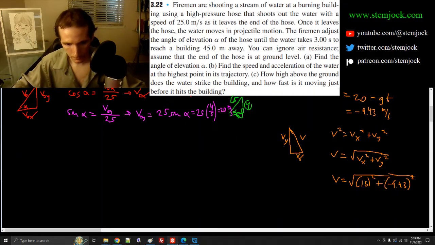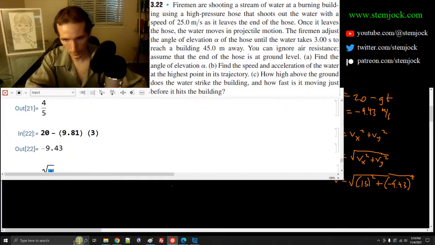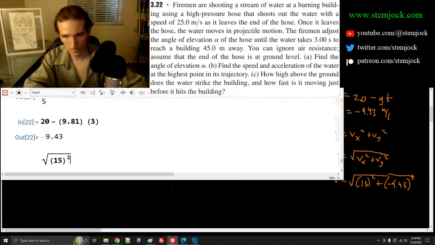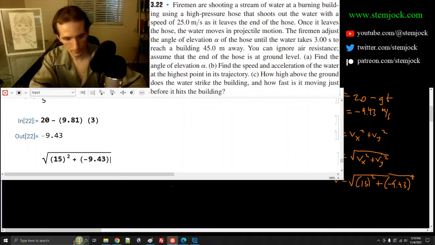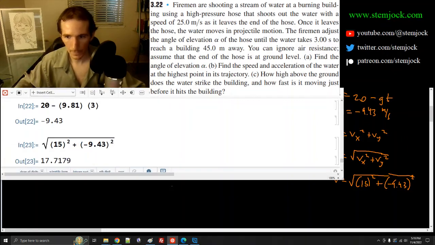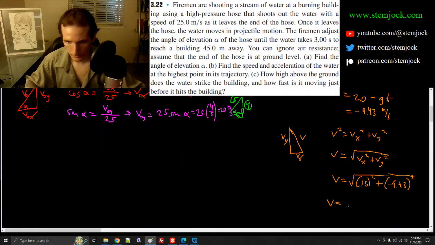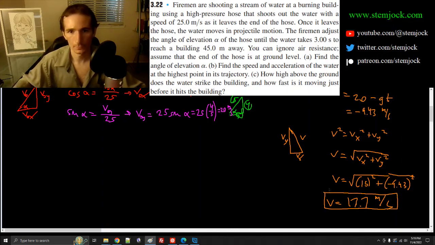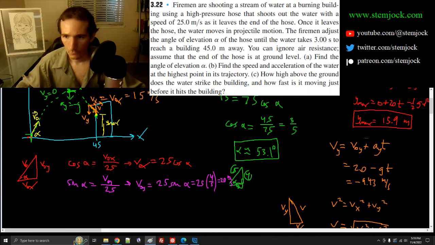All right, so using the calculator once more, I get 15 squared plus negative 9.43 squared. This is the magnitude of the final velocity vector, and that is 17.7 meters per second. And this is our final answer for the last part of this question. How high above the ground? Yep, we got Y max. Y max 15.9 meters, yep.